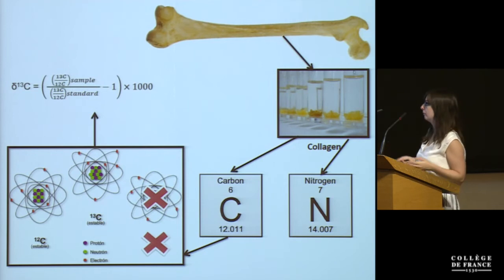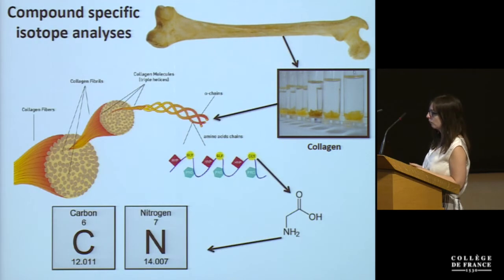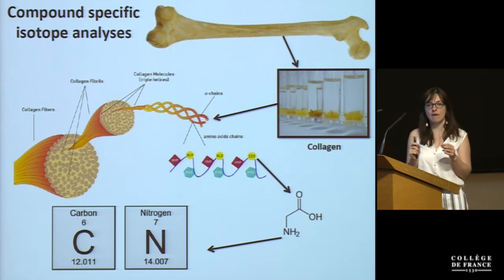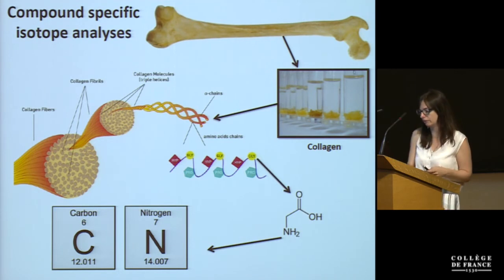So what can we do? We can go back to the collagen, and instead of working on the bulk collagen, work on the different amino acids of the collagen. So the collagen is a protein, and like all proteins it is made of different amino acids that are smaller molecules, and you can analyze the isotope ratio in these amino acids separately, and so get the nitrogen isotope values for each amino acid, and the same for carbon isotope values.